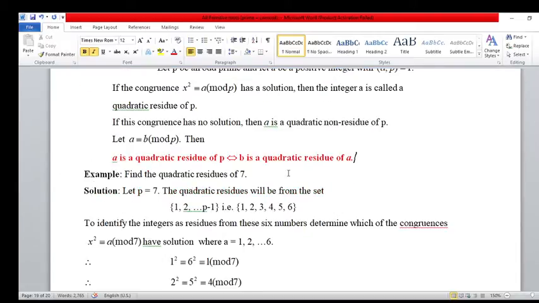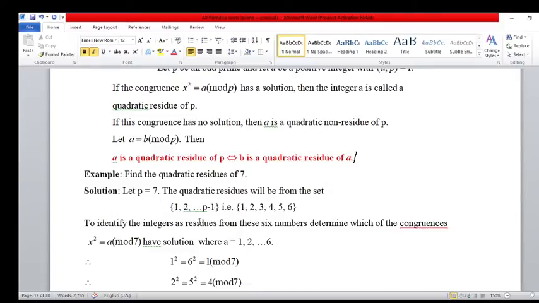Now an example: find the quadratic residues of 7. 7 is an odd prime, so let p equal 7. The quadratic residues will be taken from the set 1, 2, 3 up to p minus 1. Since p is 7, the set is 1, 2, 3, 4, 5, 6. We have 6 members in this set.